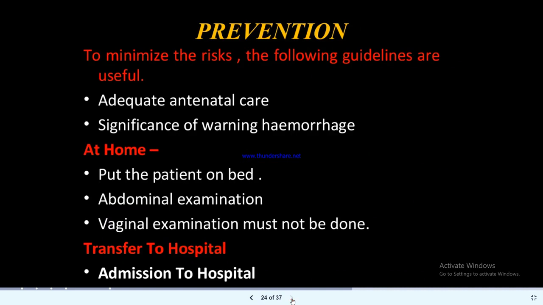Prevention. To minimize the risk, the following guidelines are useful: adequate antenatal care, and significance of warning hemorrhage. At home, put the patient on bed; abdominal examination and vaginal examination must not be done. Transfer to the hospital; admission to the hospital is important.